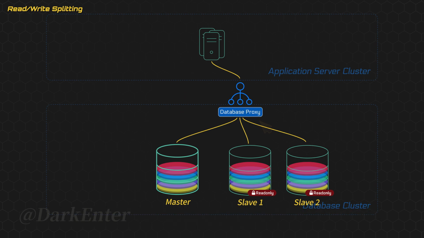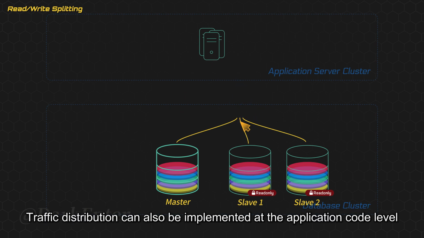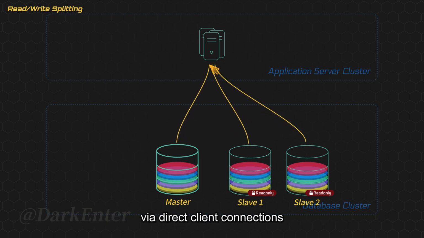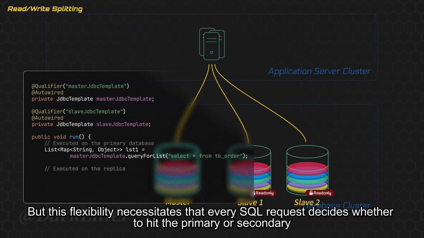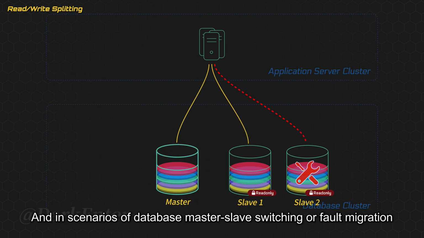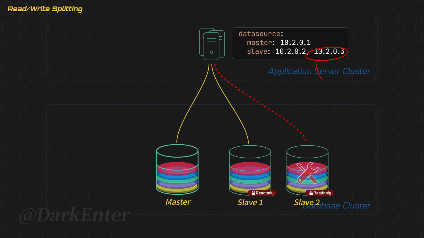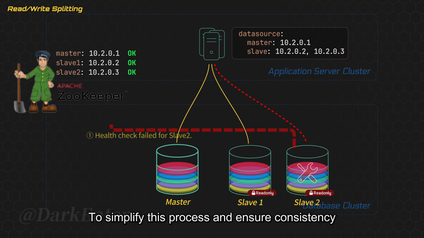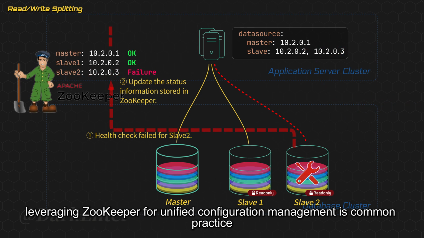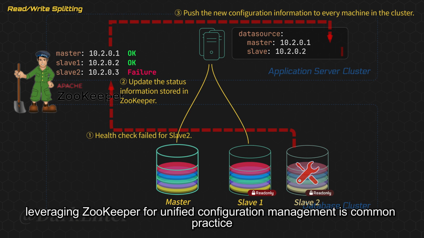database stability. Traffic distribution can also be implemented at the application code level via direct client connections, offering extensive customization possibilities. But this flexibility necessitates that every SQL request decides whether to hit the primary or secondary, and in scenarios of database master-slave switching or fault migration, each client must be aware and adapt accordingly. To simplify this process and ensure consistency, leveraging Zookeeper for unified configuration management is common practice.